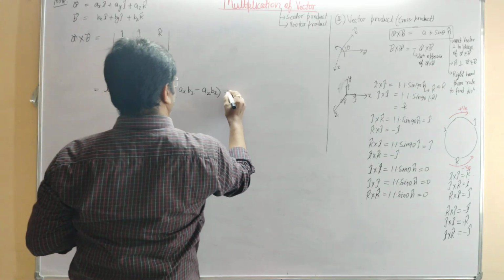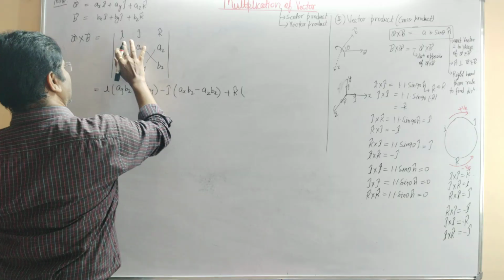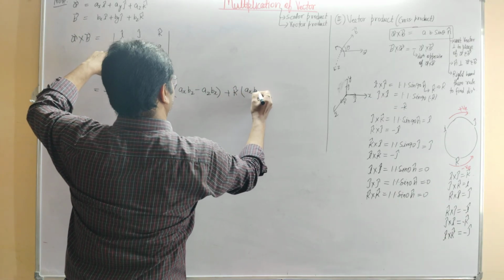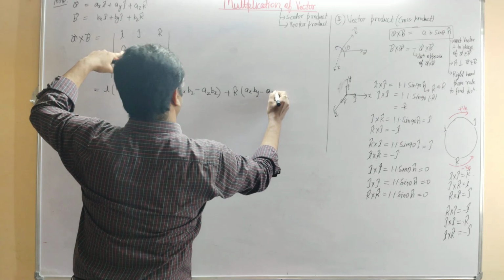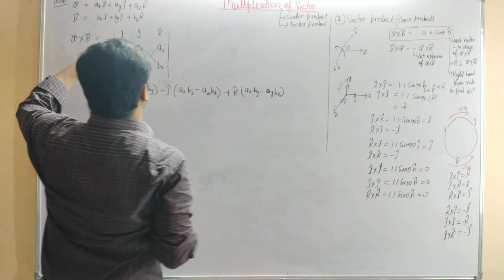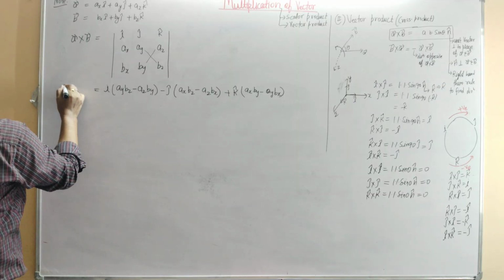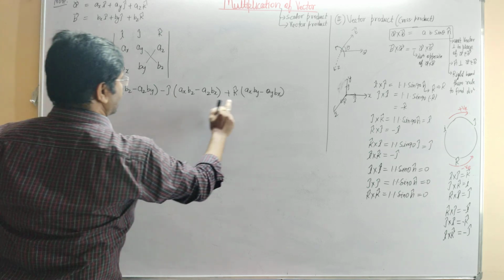Okay. Next, if you are writing k cap, you skip this one. So these 4 are left. So this is ax by minus ay bx. Clear? Ay bx. So this is how we'll write cross product, and of course this is vector form. So vector form I'm getting here.